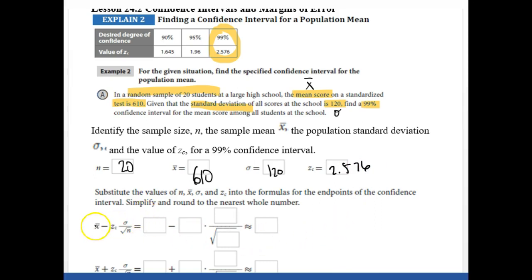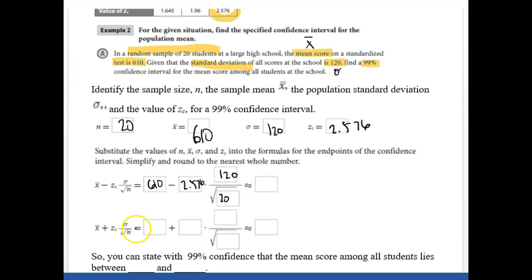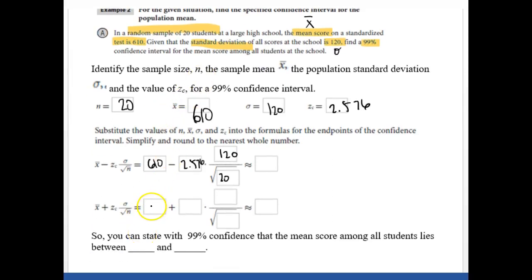All right, let's go ahead and plug some values in. Here our mean is 610, our z value is 2.576, our standard deviation is 120, and our sample size is 20. We'll also plug in for the adding portion: 610, 2.576, 120 over the square root of 20. Let's use our Desmos calculator to work that out. I'm only going to show part A for how to calculate that. I do want you to practice using it for part B on your own.